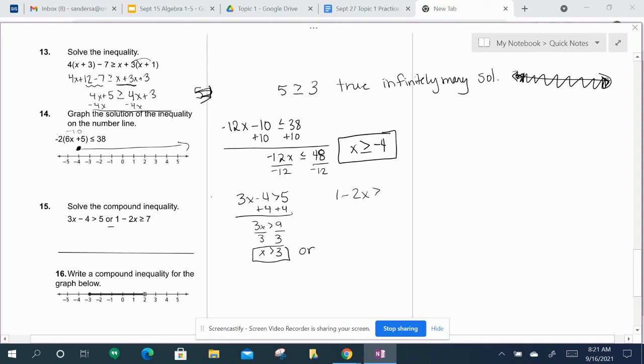1 minus 2x is greater than or equal to 7. I'm going to start by subtracting 1, because even though it's a subtraction problem, that's a positive 1. And so when I subtract that 1, I end up with negative 2x is greater than or equal to 6. And dividing on each side by negative 2, again, bells and whistles, I've got to flip my symbol. I end up with x is less than or equal to negative 3. This one didn't ask me to graph it, so I can stop right there. But if they had asked me to graph, I would have an open symbol and a closed symbol, and I would be shading out. So at the 3 to the right and at the negative 3 to the left.